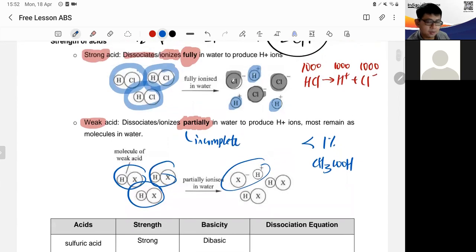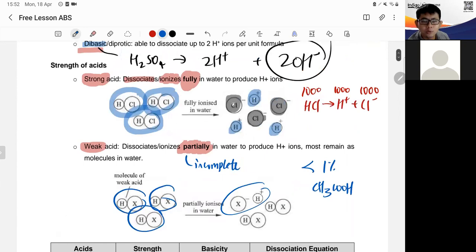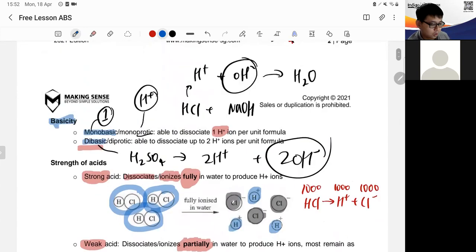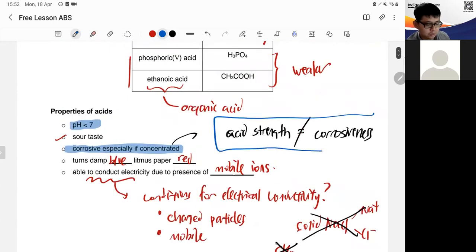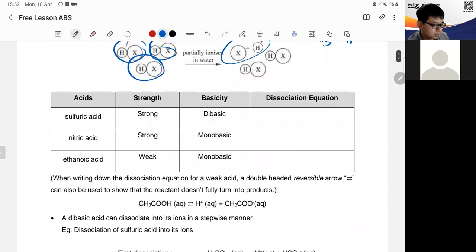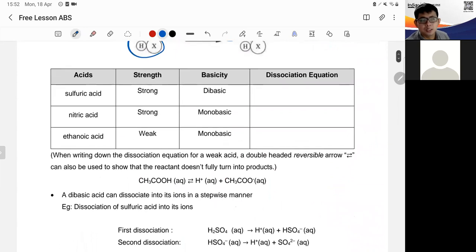Okay, notice that this entire thing is only about how well the acid breaks up. It has nothing to do with how well the acid corrodes your skin when we touch it. So I want you to remember that corrosiveness and strength are actually not related to each other. Okay, so that's that. So now let's talk about the dissociation equation.